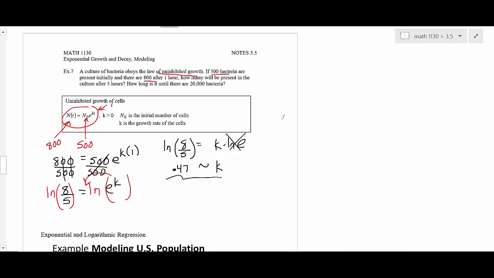So what we have now is the second thing you need to do: your function is N of t equals N naught. N naught was 500. That was given in the problem that you started at 500. Then you would now have e to the 0.47t like that. Okay, so you got to start that way. If I don't give you k, you got to find it. Okay, now to answer these questions, how many will be present in the culture after 5 hours? Well, then you just evaluate that at 5. So you do 500 e to the 0.47 times 5, and you take your calculator to figure that out.